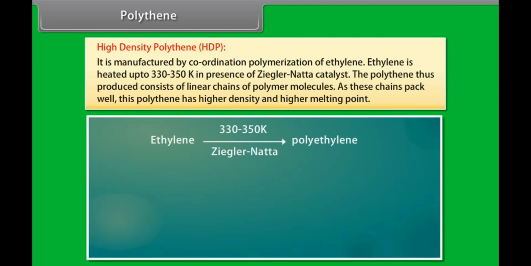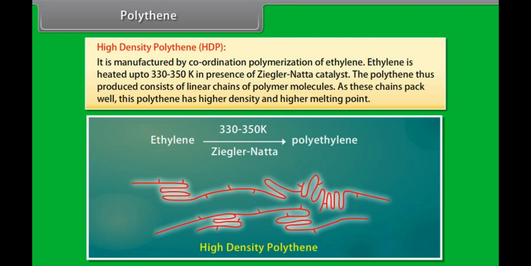High-density polythene. It is manufactured by coordination polymerization of ethylene. Ethylene is heated up to 330 to 350 Kelvin in presence of Ziegler-Natta catalyst. The polythene thus produced consists of linear chains of polymer molecules. As these chains pack well, this polythene has higher density and higher melting point.